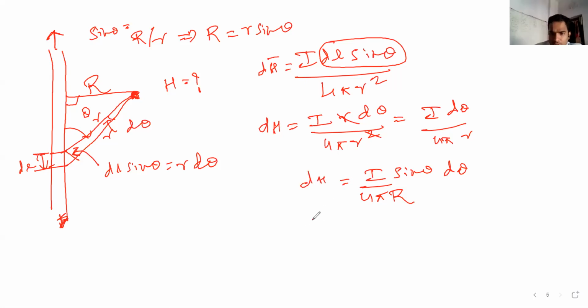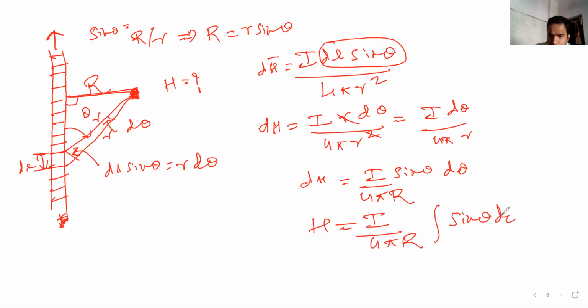And how will I get H? Total H, because of all the current elements. I can divide this into infinitesimally small current elements. So because of all the current elements, what will be H at this point? Simply I have to integrate it, right? I is constant, it will go out with 4 pi, and r is also constant. Why? Because r is the perpendicular distance from the point to the conductor. So this is also constant. What remains is I have to integrate sine theta d theta.